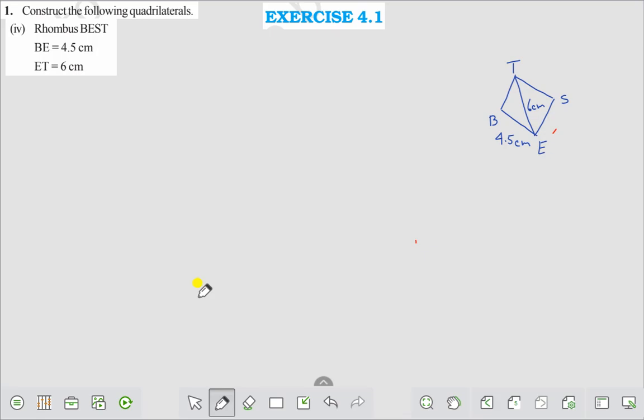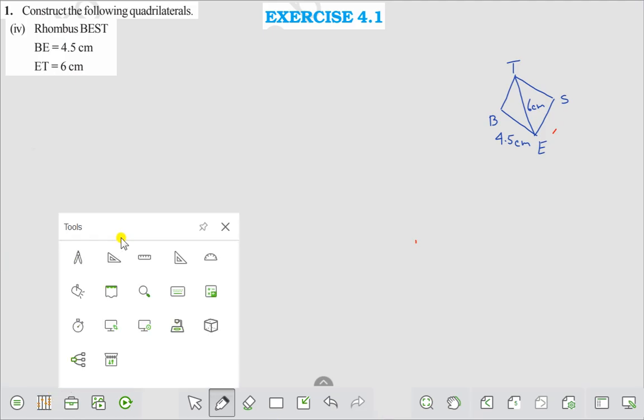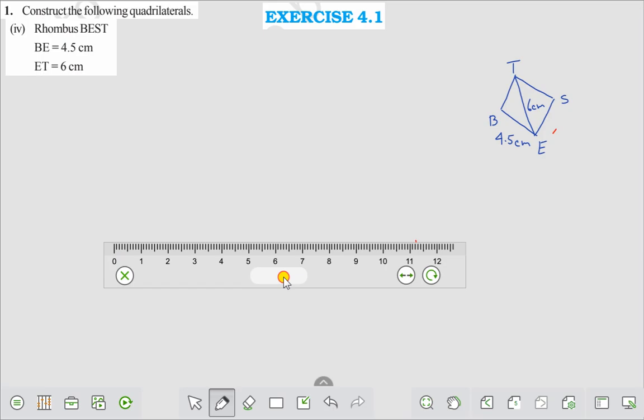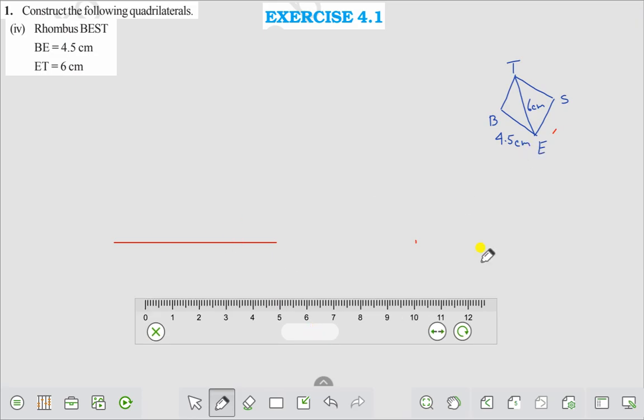Therefore, take ET as 6 centimeter with the help of a ruler. First of all, take a ruler. And with the help of the ruler, we'll get a number line that is 6 centimeter. Let us take 6 centimeter. You see, this is exactly 6 centimeter, right? This is exactly 6 centimeter, and the name is ET. Here the name is E, and this is T.